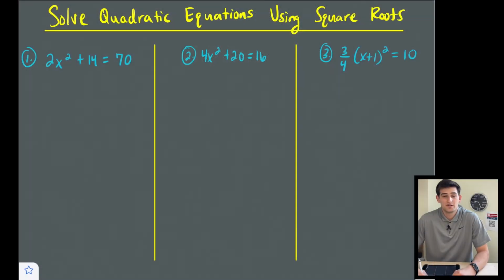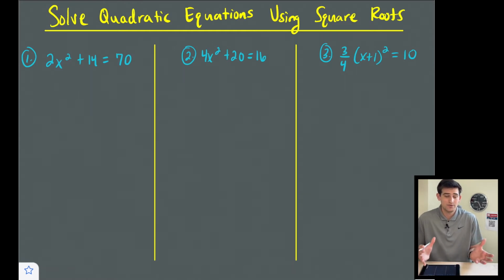Hello everyone, in this video we're going to talk about how to solve quadratic equations using square roots. What this is going to look like is we have a quadratic equation with essentially no bx term. If we think about what a standard form quadratic equation looks like, we have ax squared plus bx plus c is equal to 0. With using square roots, we're going to have just the x squared term and then our constant, and we're not going to have that bx term.